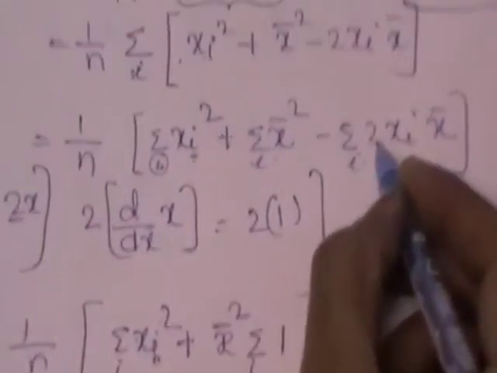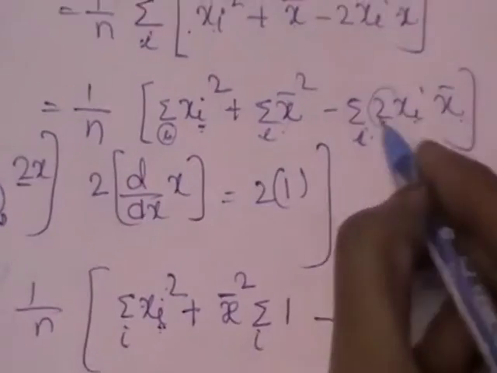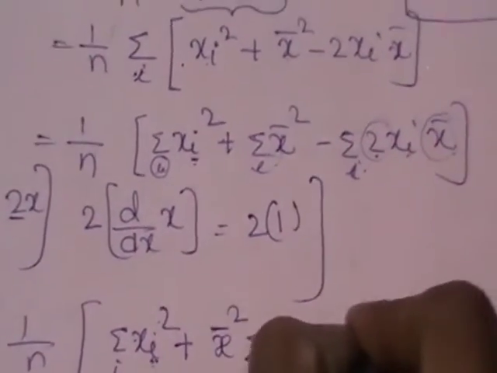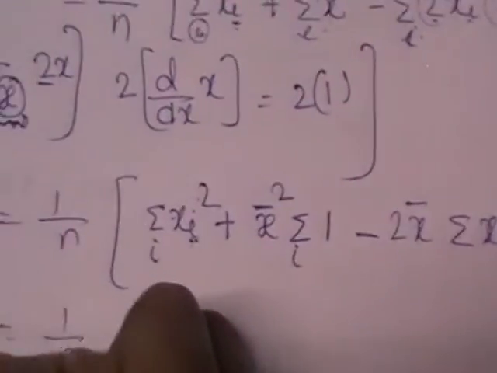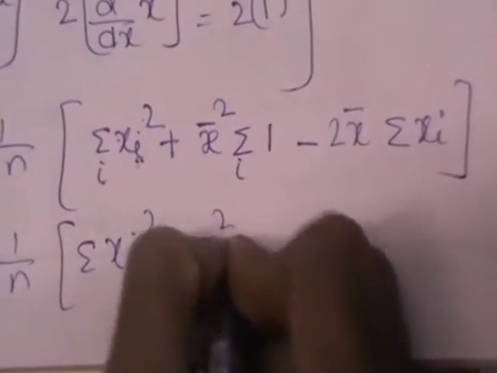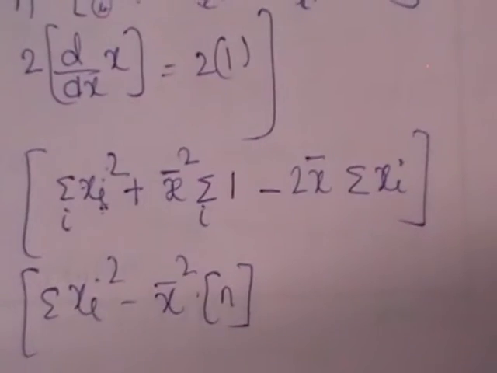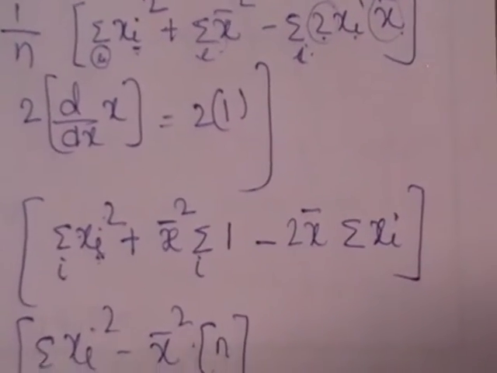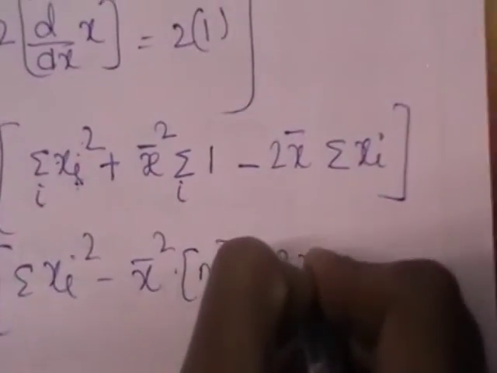If you take out x bar, you will be left with sigma 1. In this term, 2xi x bar, the sigma is on I. There is no I in 2 and no I in x bar, so you can take out 2x bar sigma xi. This is nothing but 1 by n sigma xi square, x bar square. Sigma 1 is always n. Try to remember this. Sigma 1 is n, sigma 2 is n, sigma 3 is n. Whenever you have sigma 1, that always represents n. Then minus 2x bar sigma xi.